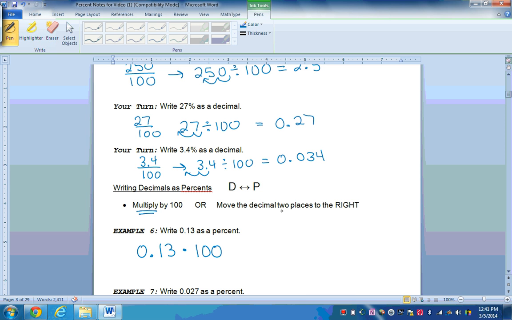Little trick again, we are still going to move it 2 places, but now we'll go in the other direction. We're going to go to the right. So this way, 2 spots ends up being 13%.